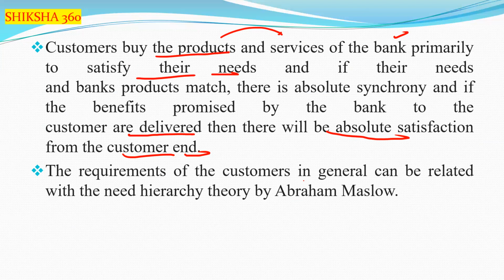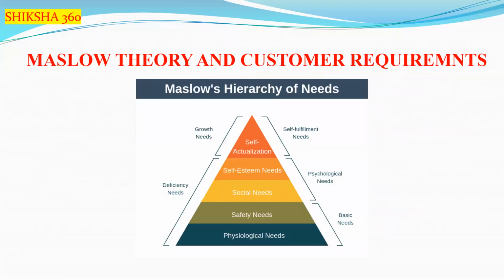This theory we also have to discuss in module C of ABM. Here we will just discuss in brief the Abraham Maslow theory of needs, Maslow theory and the customer requirement. So basically Maslow hierarchy of needs has to be specified under 5 parts.